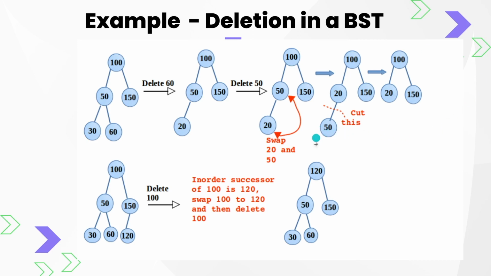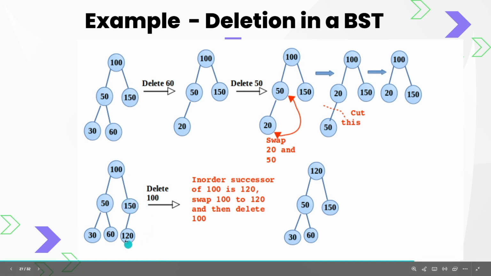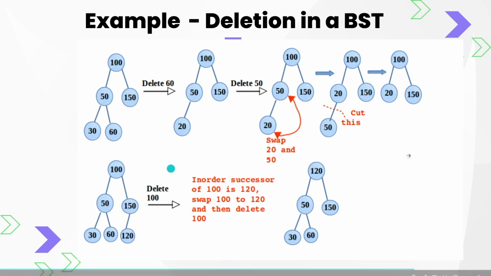And for deleting 100, the 100 happens to be the root node of this tree, and in our case it is a node with 2 children. So, what I should do is find a successor along the right subtree, and it should be the minimal. In our case 120 is the one, and 120 does not have any child. So, I can straight away delete 120 from here and put 120 in place of 100.